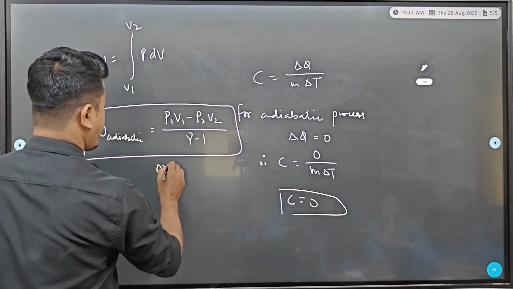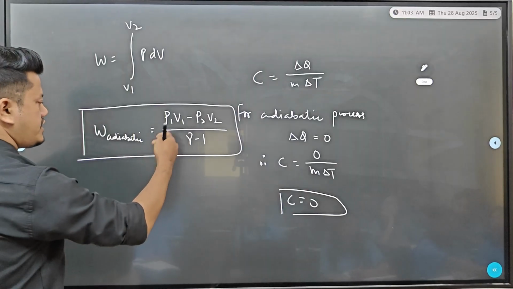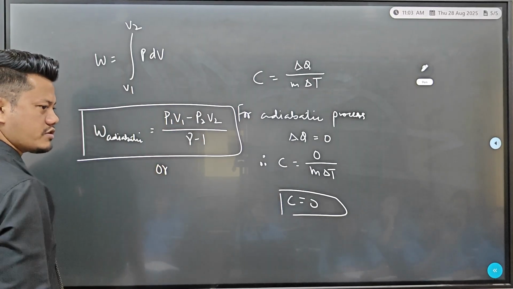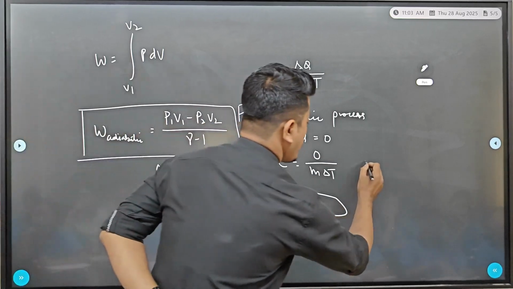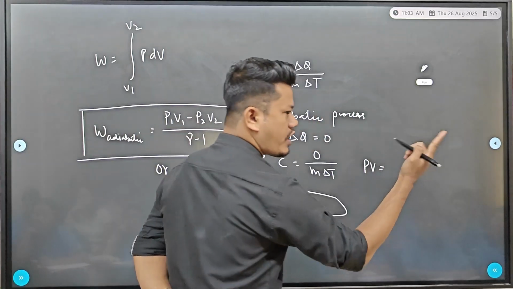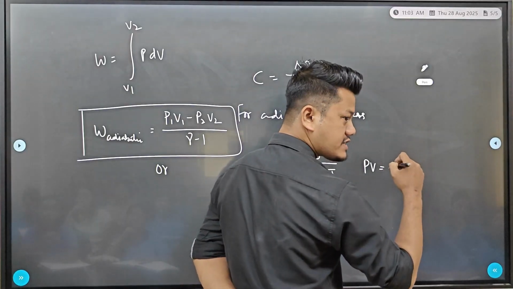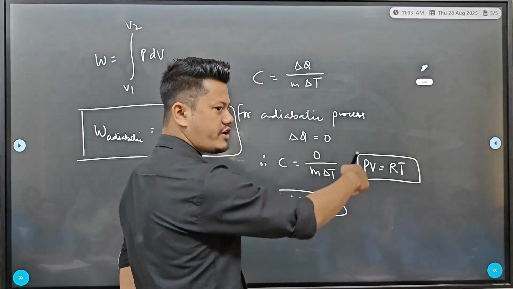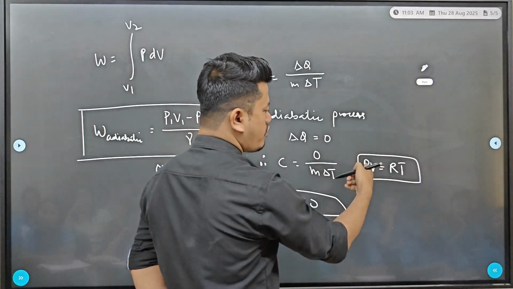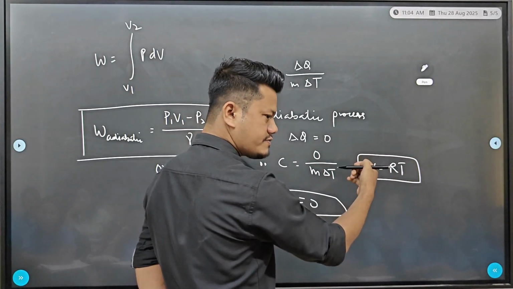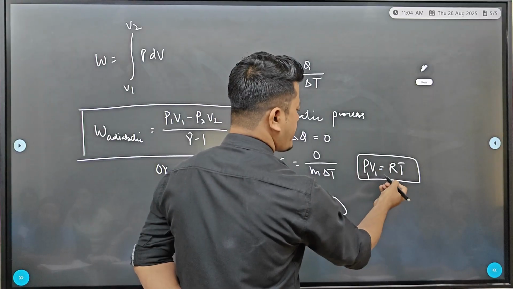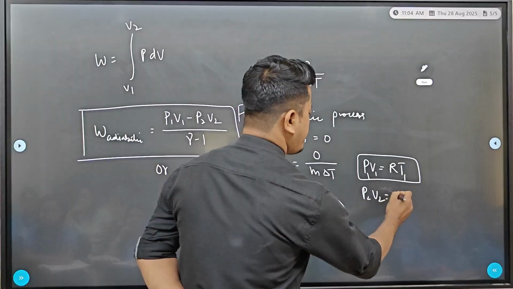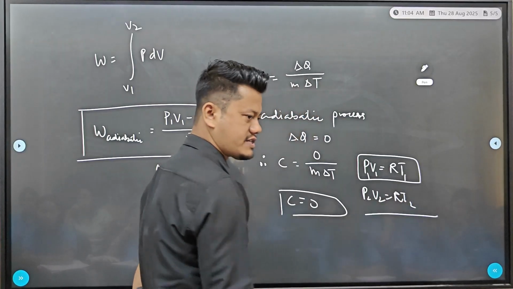This expression can also be written in terms of temperature. This is in terms of pressure and volume. We know very well from the equation of state, for 1 mole of a gas, I can write PV equal to RT. PV equal to nRT, right? For 1 mole of a gas, can I write PV equal to RT? Then P1 V1 can be written as R of T1, and P2 V2 can be written as R of T2. Can I write like this?